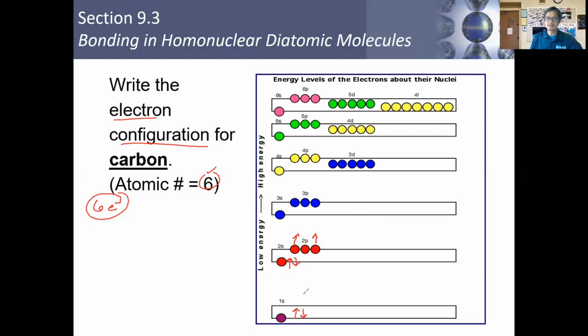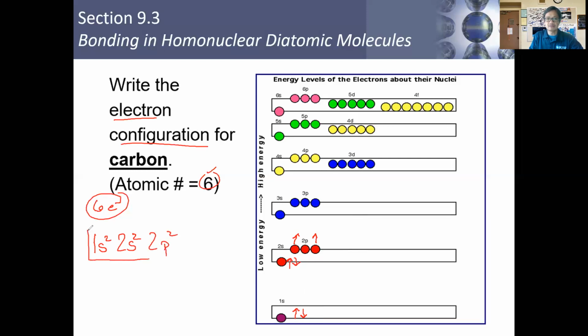To finish out, we just list what we have here. We have 2 electrons in the 1s orbital, so we write 1s with 2 electrons. Then we go to the next one, the 2s, and we have 2 electrons in the 2s orbital. Finally, we have 2 electrons in the 2p orbital, and there it is.